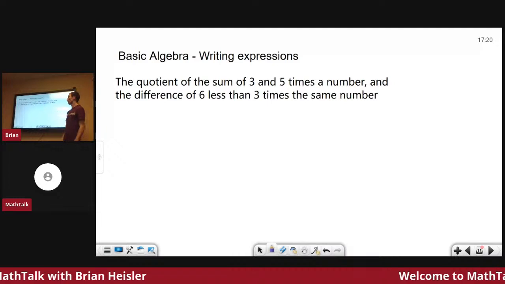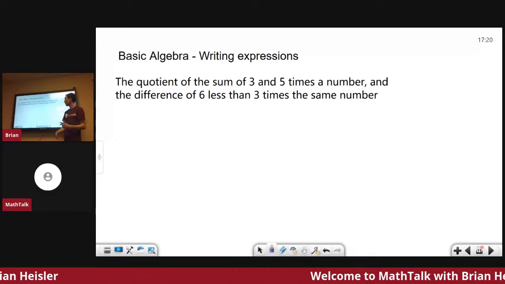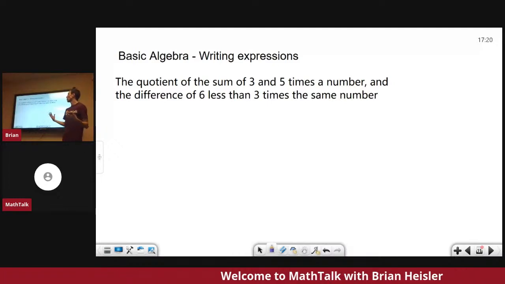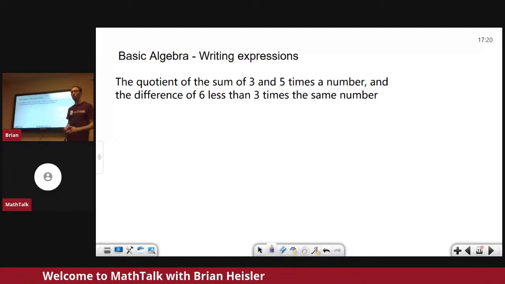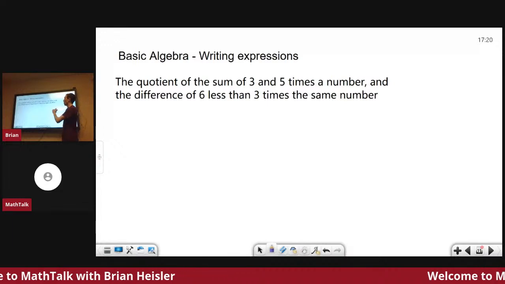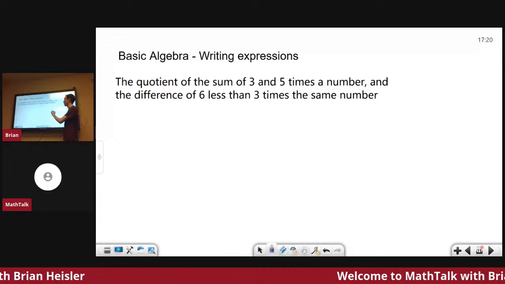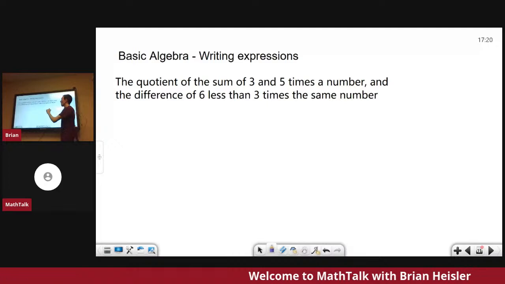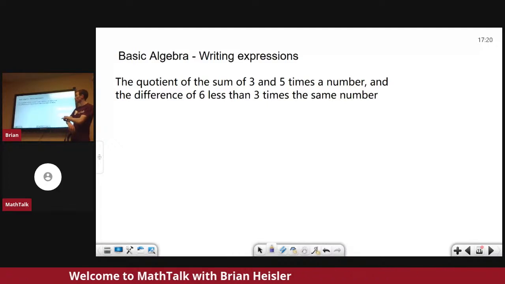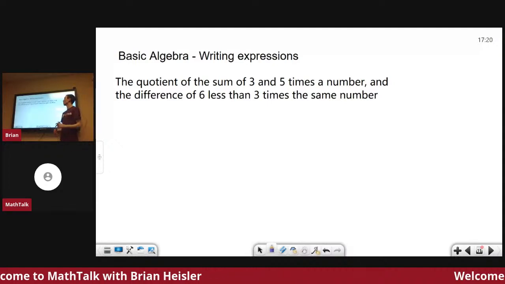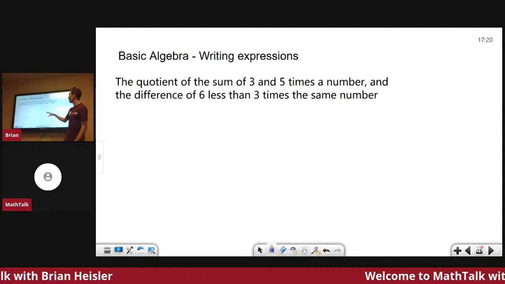Okay, so I had these expressions here. They basically asked me to put the words into letters and numbers. That's basically what they're asking you. So what I need to do is figure out what all this stuff means and put it into letters and numbers. So it says the quotient of the sum of 3 and 5 times a number and the difference of 6 less than 3 times the same number. There's a lot going on here, so let's break it down.